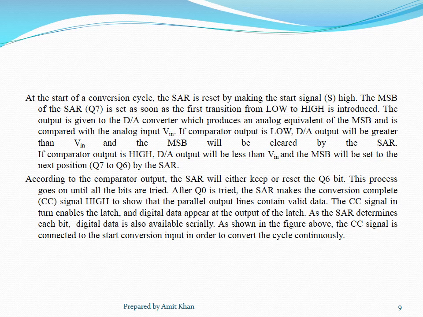After Q0 is tried, the SAR makes the conversion complete signal. So the conversion complete signal, CC signal, becomes high to show that the parallel output lines contain valid data. The CC signal in turn enables the latch and the digital data appears at the output of the latch. As the SAR determines each bit, digital data is also available serially. As shown in the figure, the CC signal is connected to the start conversion input in order to convert the cycle continuously.